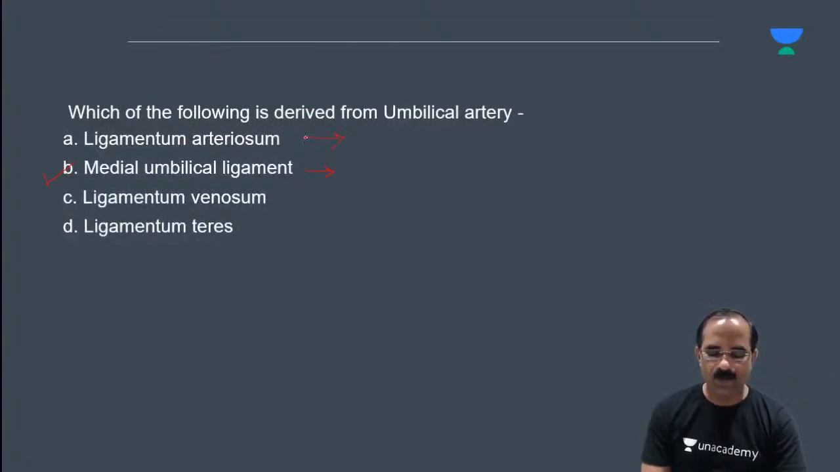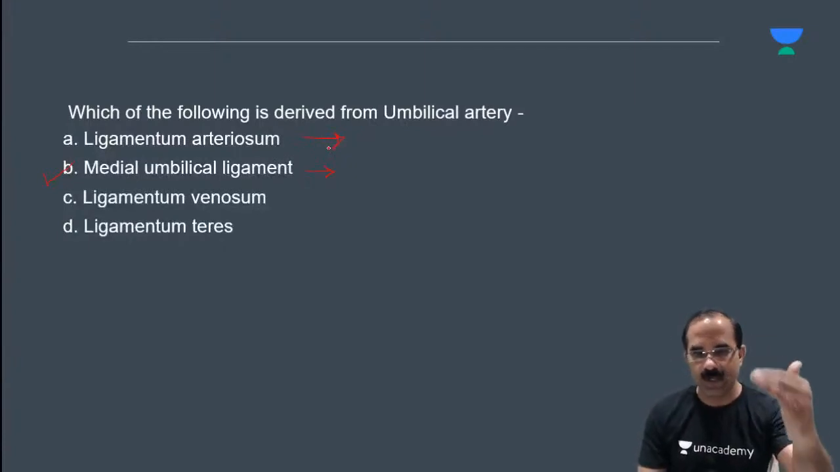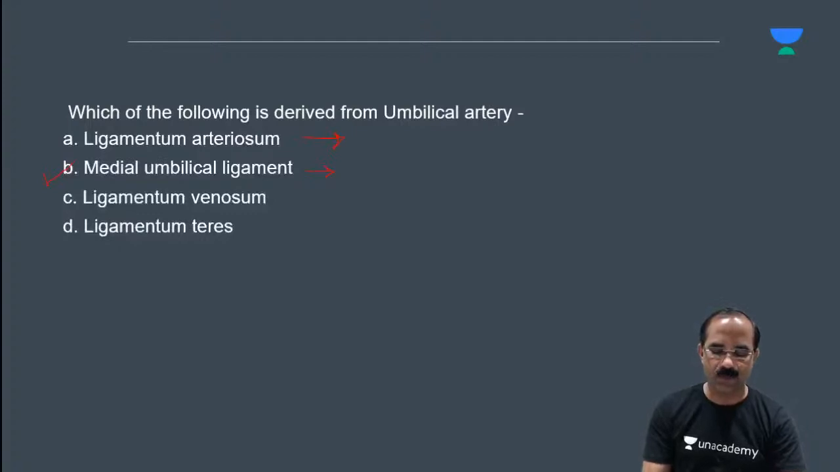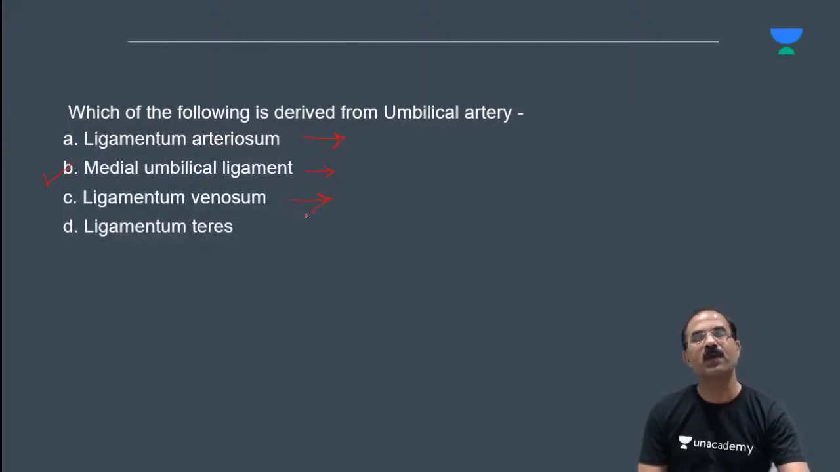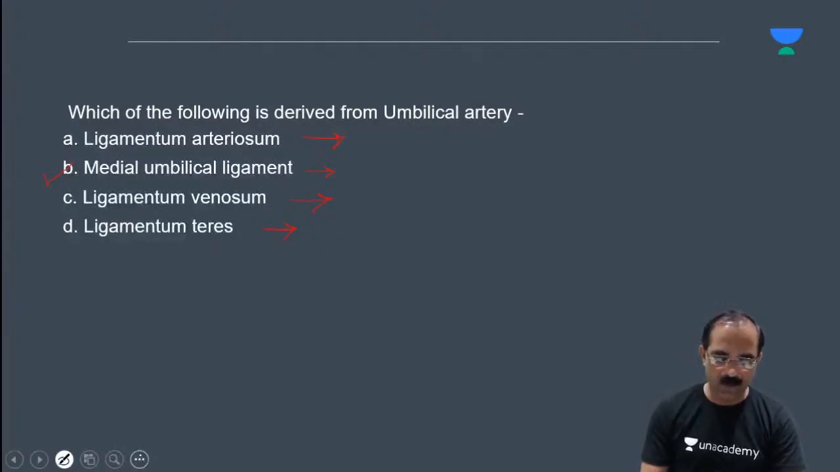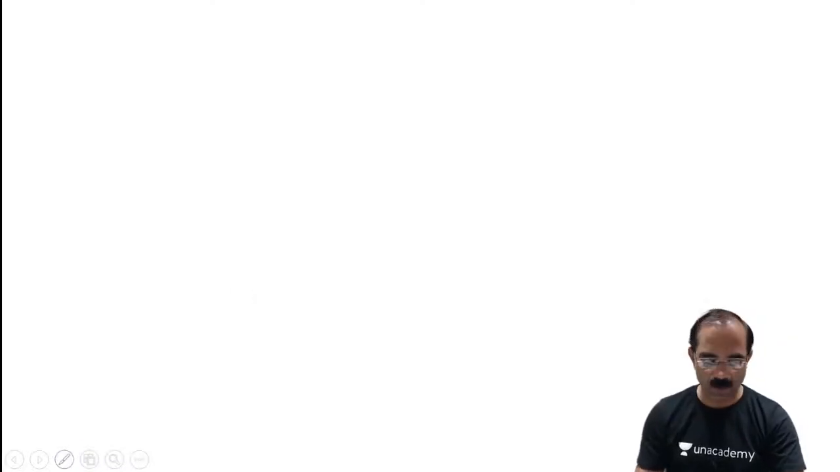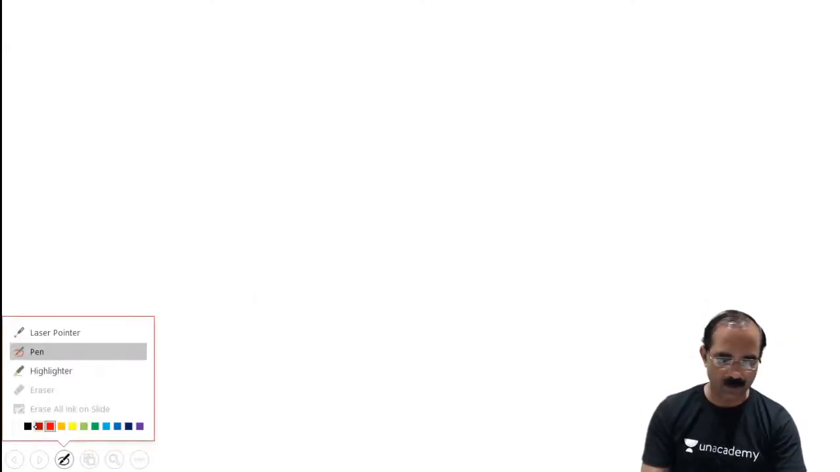Ligamentum arteriosum is derived from what? It is derived from ductus arteriosus. Ligamentum venosum is derived from ductus venosus. And ligamentum teres is nothing but the obliterated left umbilical vein.